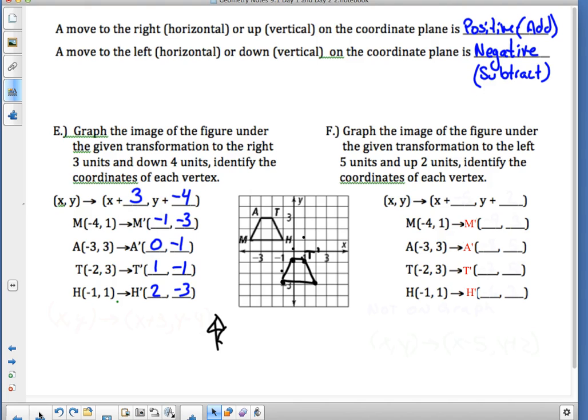Go ahead, do F. Check with your row partner next to you, see what they did with F. Okay, I'm okay if you guys don't graph it, because it looks like it's really confusing me. Check your points, check what your rule was that you put up.